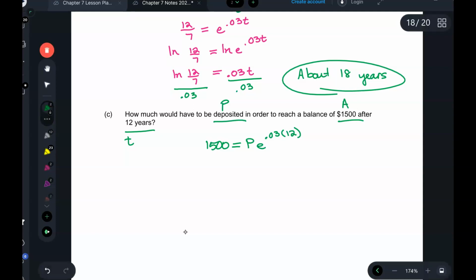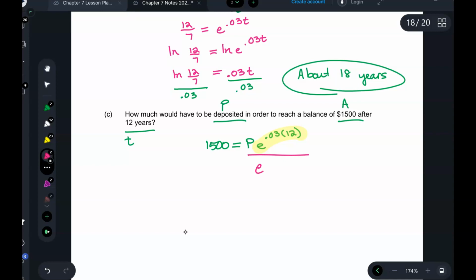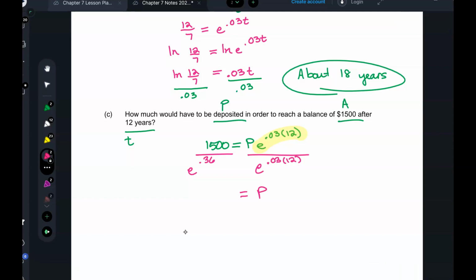So this whole thing right here is a number. Remember, e is 2.7. So I can just divide. Now, what's 0.03 times 12? 0.36. Right, makes sense? This is actually a lot easier than the last one because this is a number, so we treat it like a coefficient. So just go ahead and divide.